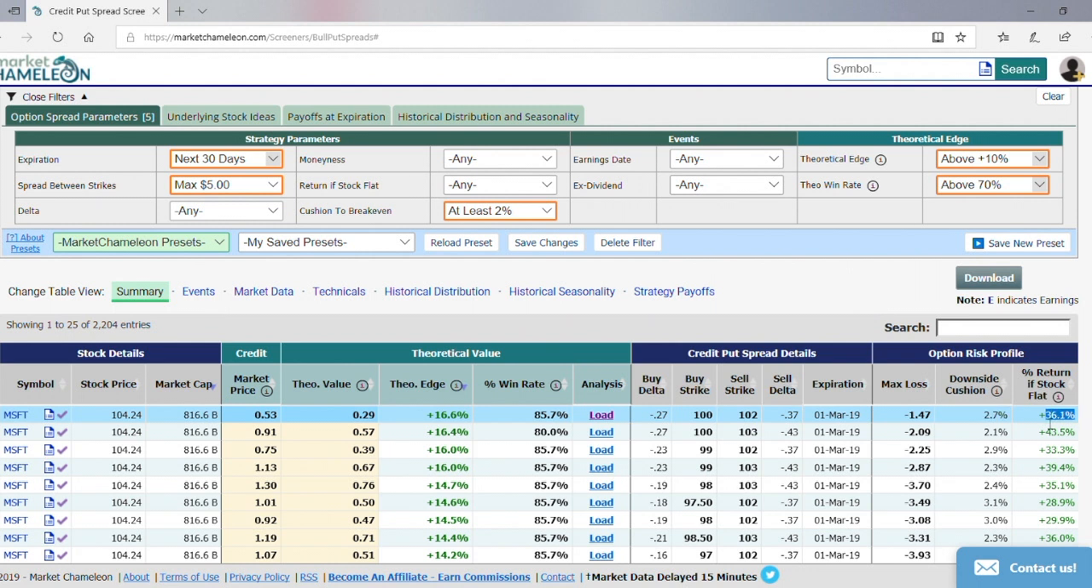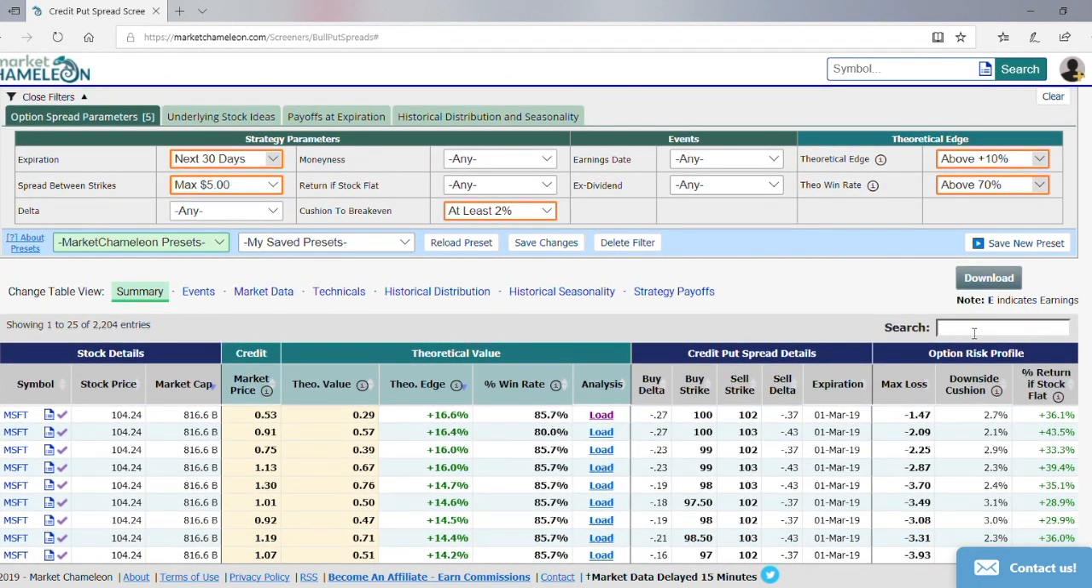And if Microsoft just finishes flat by March 1st, your return is 36.1%. So you're just taking the credit divided by your money at risk. So even if it doesn't go up, as long as it stays at this price, or really anywhere above 102, your return is 36.1%.